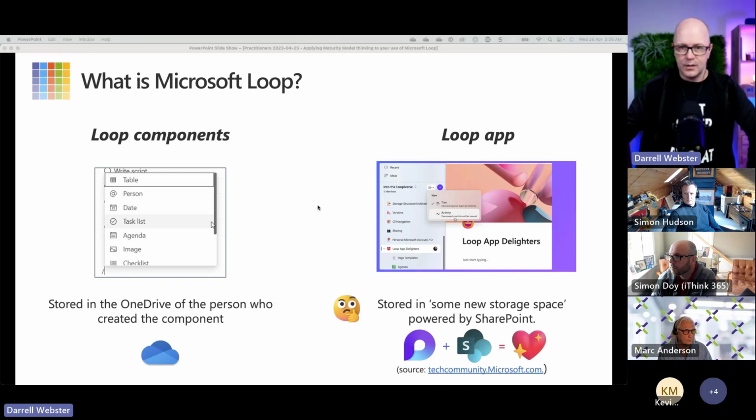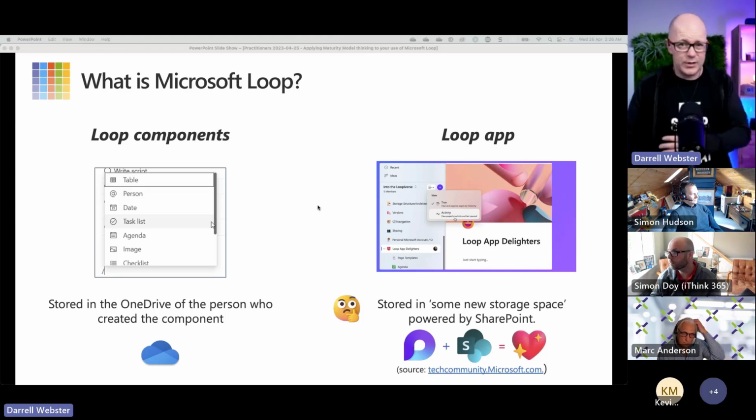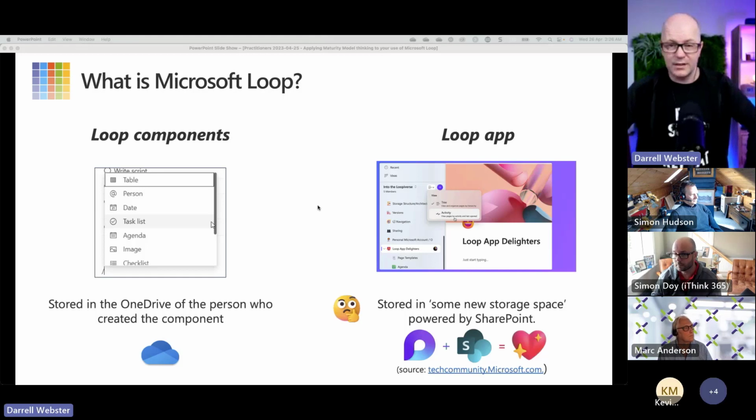There's been a blog post released around the launch of the Loop app that talks a little about where those files are stored. They are using SharePoint. But today, things have changed a little. We know it's still SharePoint somewhere, but it's this new storage space, and we'll probably hear more about that at the M365 conference, I expect.